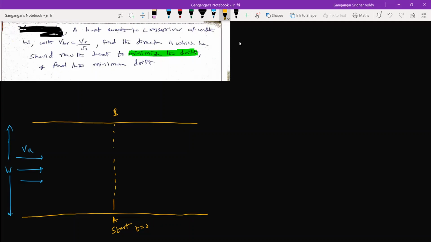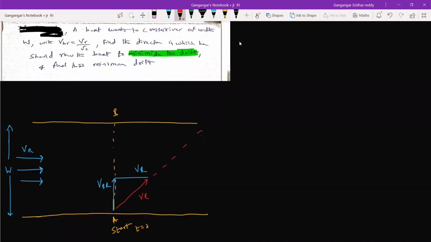The boatman should row the boat to minimize the drift. Find the minimum drift. The question is available on screen. We'll determine. We don't know anything, so let him row the boat with velocity VBR. Then the river current will push, and he will reach here, no? Sir, this will be our answer.